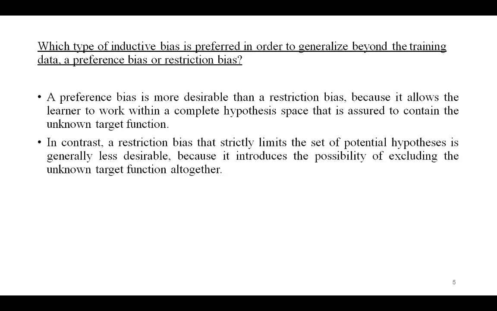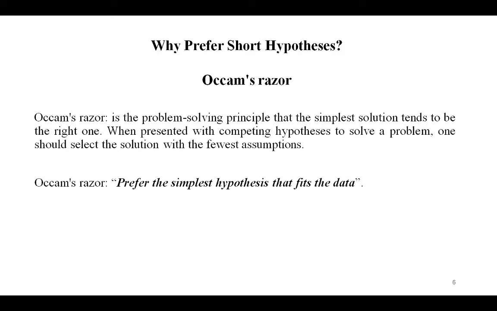So which type of inductive bias is preferred in order to generalize beyond the training data, a preference bias or a restriction bias? Next is why to prefer the shorter hypothesis. So here the question is: is the ID3 inductive bias favoring shorter decision trees a sound basis for generalizing beyond the training data?